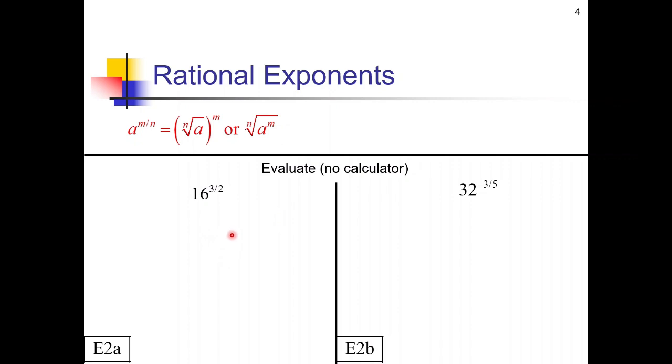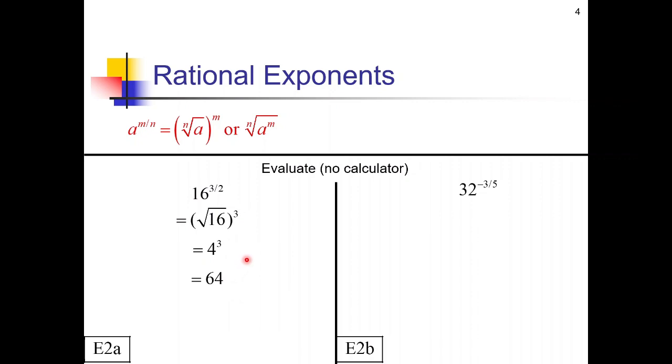So pause the video and try out 16 to the 3/2. Alright, so I'm going to rewrite this as the second or square root of 16 raised to the third power. And square root is really just an index of 2. It's just an invisible 2 that we don't write because it's a very common root. So you can do the power and the root in whichever order you like. The way I've written it here, it lets me do the root first. So this is going to be the square root of 16, which is 4. And then 4 to the third power is going to give me 64.